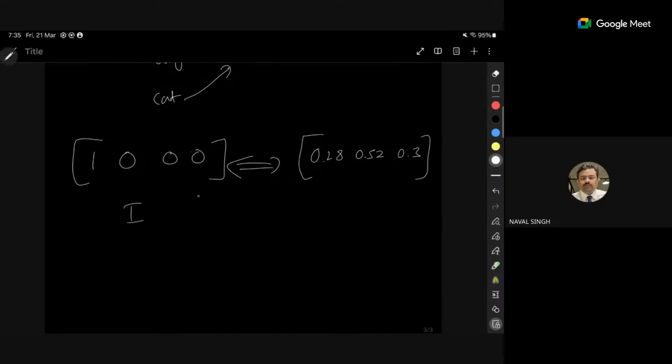So here I needed four numbers to represent a word. Here I'll require three numbers and they are dense. Not sparse, sorry, they are dense as well. I missed it. How did we get this point? Is it sigmoid?